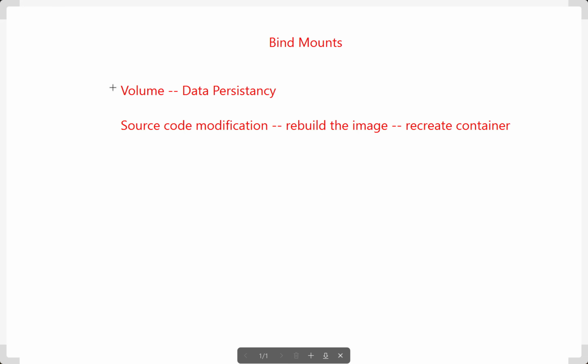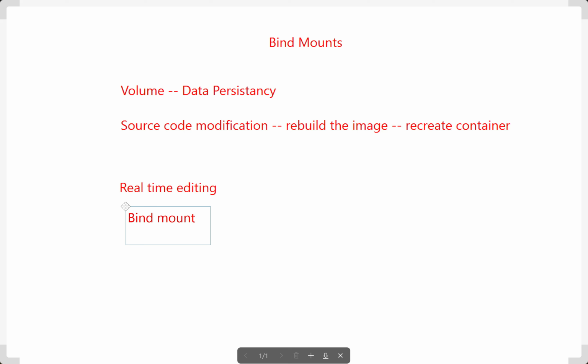We know that a Docker volume can be used for persisting the data even after deleting the container. But we have one more problem with containers. While developing your application, if you modify your source code, then to reflect that change in your application, you have to rebuild the image again. Then from that image, you have to recreate the container. Then only the source code changes will reflect. Then what if I want to see the source code changes in my application in real time?